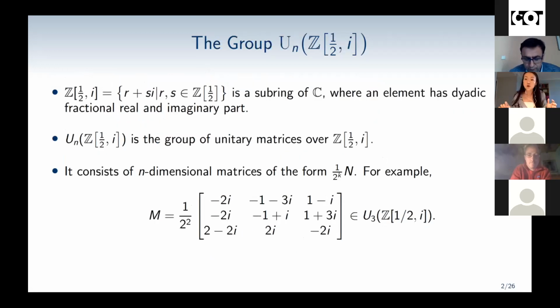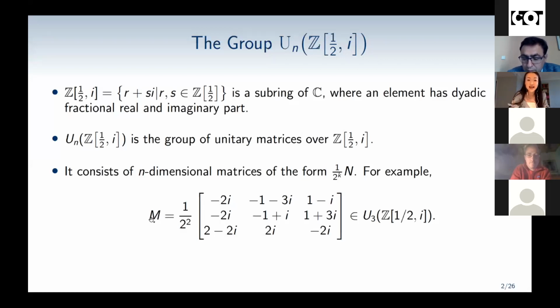And then we adjoin a complex number i to the ring of dyadic fractions to get Z[1/2, i]. It is composed of elements of the form r plus si, where r and s are just dyadic fractions. And note that this is a subring of the complex numbers. We then define U_n(Z[1/2, i]) as the group of unitary matrices over this ring, and it consists of n-dimensional matrices of a similar form as before. So it's a scalar multiplication between a kth power of 1/2 and a matrix of Gaussian integers. And a Gaussian integer is just of the form x plus yi, where x and y are integers.